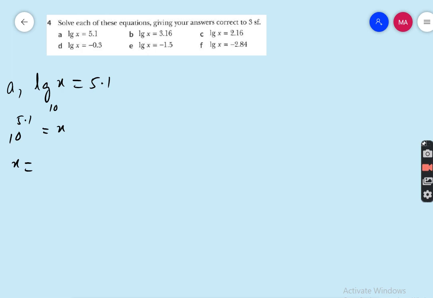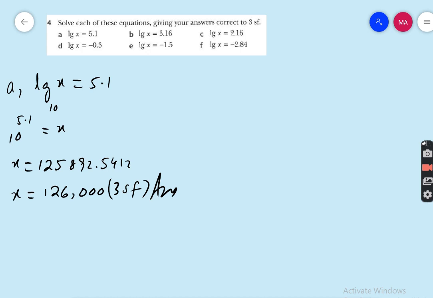And we have to write the answer in 3 significant figures. So our answer is 125,892.5412. Our answer is 126,000, because we have to write the answer in 3 significant figures. Okay? Come to part B.